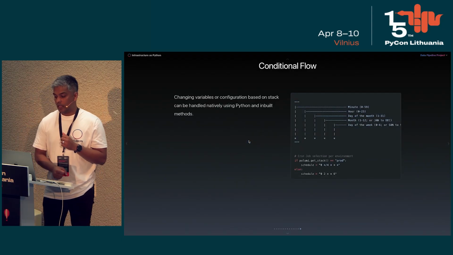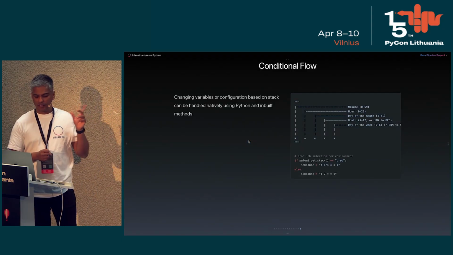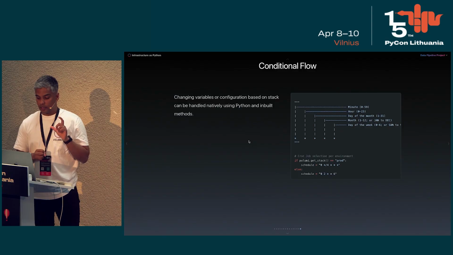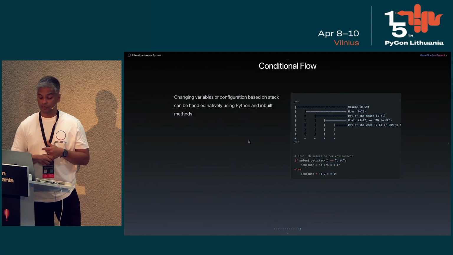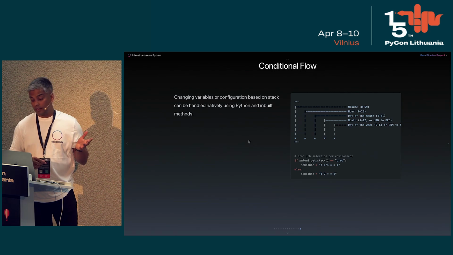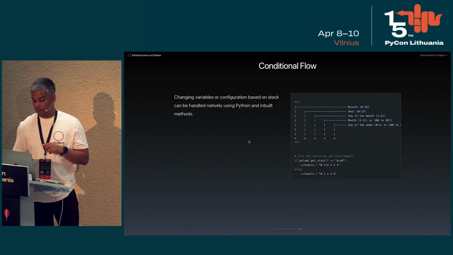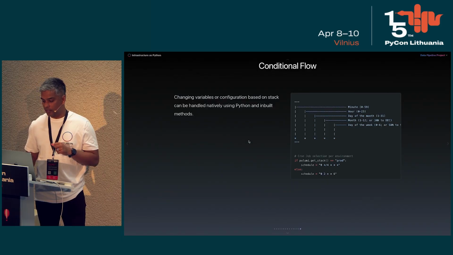It also gives you an opportunity to use some conditional flow. I don't think it was in the main code block, but in this instance, we want the production pipelines to run every 3 hours, but let's say dev and staging can just run once a week. The native get stack function allows you to do this conditional flow based on the stack that you're operating at any one time.